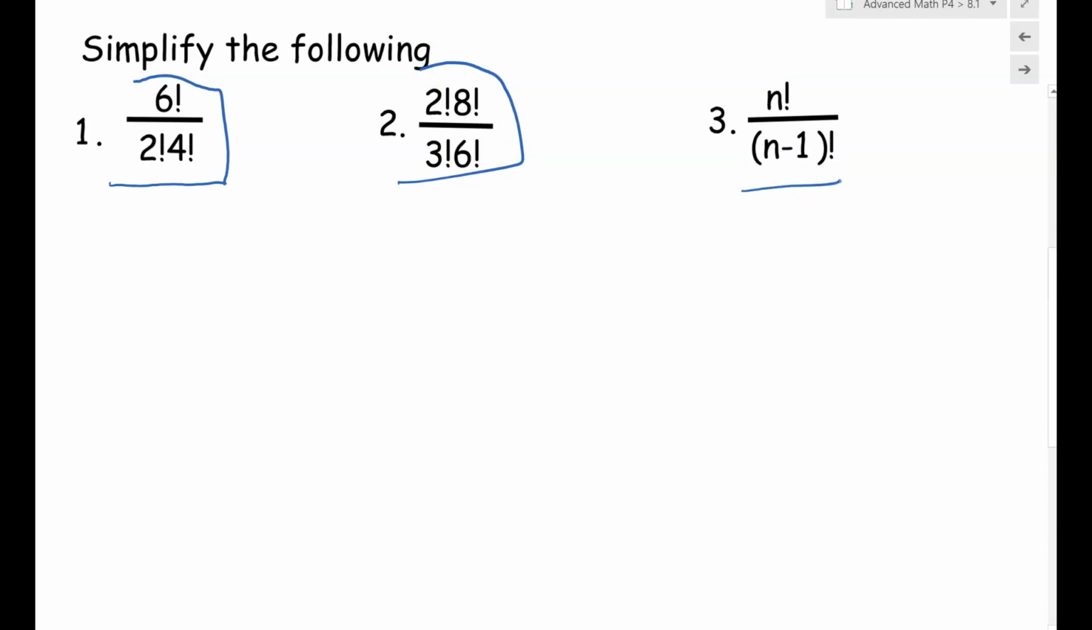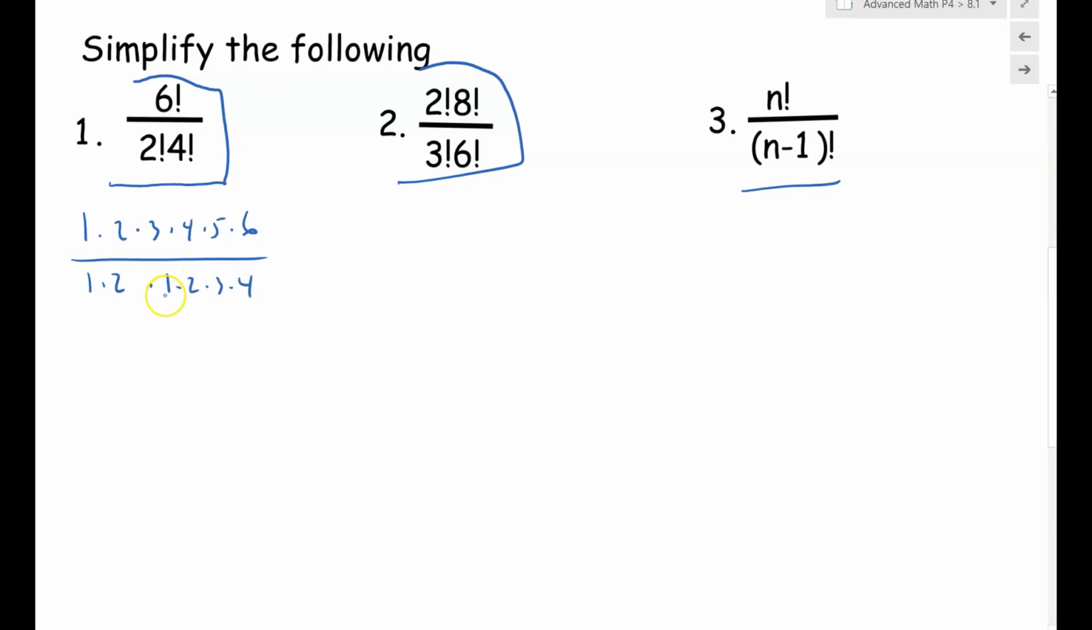All right, so we could just plug that in and get the answer, or we can think things through a little bit. Let me show you the first one here, and let's write it out. 1 times 2 times 3 times 4 times 5 times 6, all over 1 times 2, and then times 1 times 2 times 3 times 4. The reason I do that is we can cancel things out.